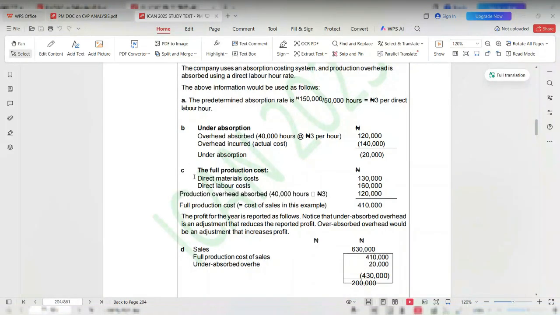Then we subtract it from the what? From the sales. We get our 200. But we will not be able to show or prove that we calculated under absorption. So that means under absorption will be subtracted from our profit because we did not budget for it, but we incur it. That is the reason, that is the logic. We did not budget for that under absorption, but we finally incur it. But if it is over absorption, we are going to add it back, because we budgeted more, but we did not actually use up to that. We are going to add it back to the profit. I don't know, maybe you get the logic.